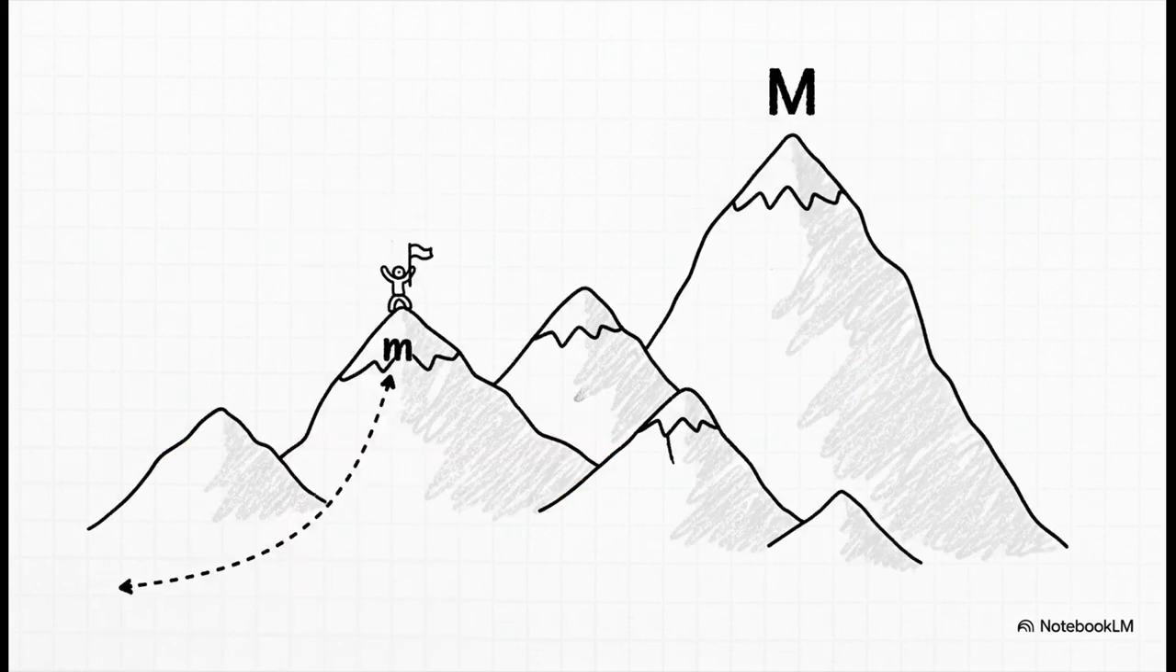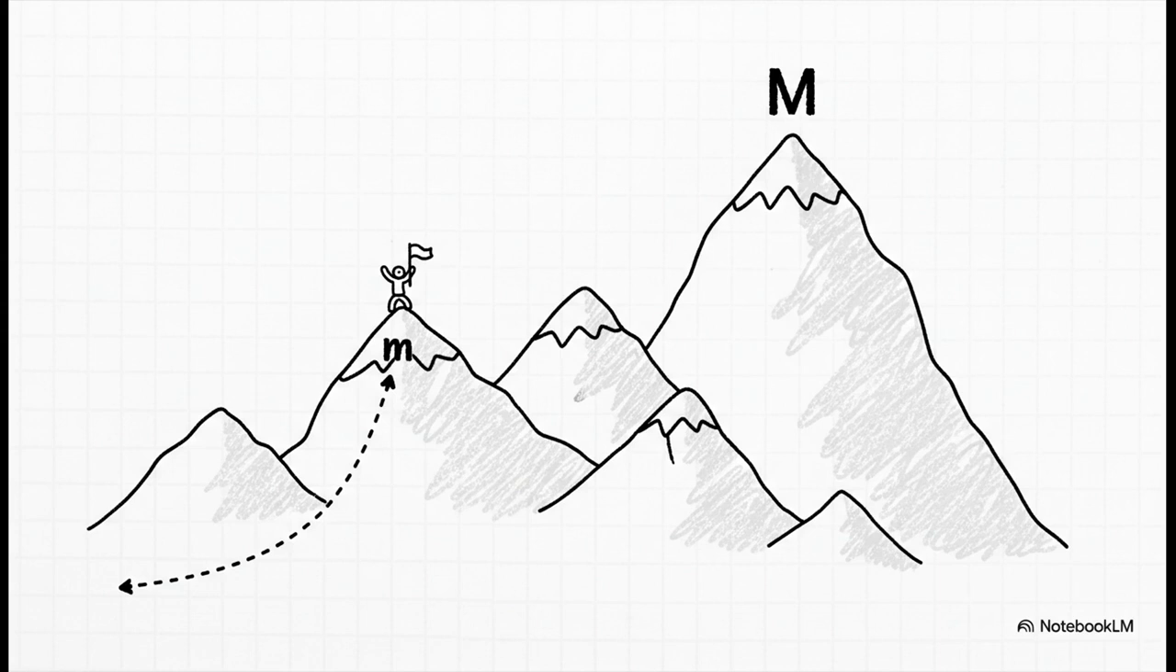Imagine you're a mountain climber, and your goal is to find the absolute highest point in this whole mountain range. A greedy approach would be simple. At every step, just walk uphill. If you did that, you'd end up right here, on this peak labeled M. It's a local maximum. And you think you've won, because every direction from there is downhill.